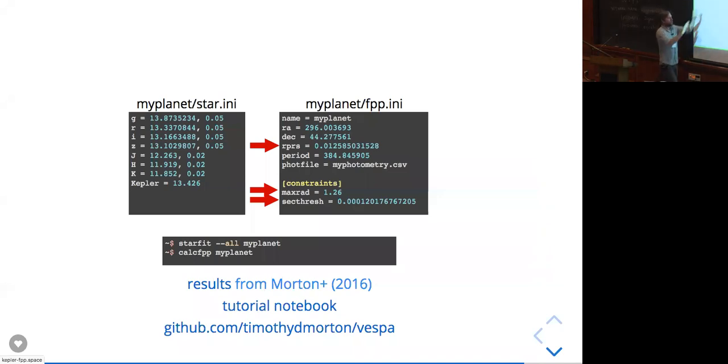And once it's set up, you fit a star, fit minus all, to your planet. Minus all means that you're fitting a single, a binary, and a triple star model to whatever constraints you have in your star.ini. And then you do calc FPP on your planet. This takes maybe 25 minutes for a particular candidate, and most of the time is in fitting the binary and triple star models.